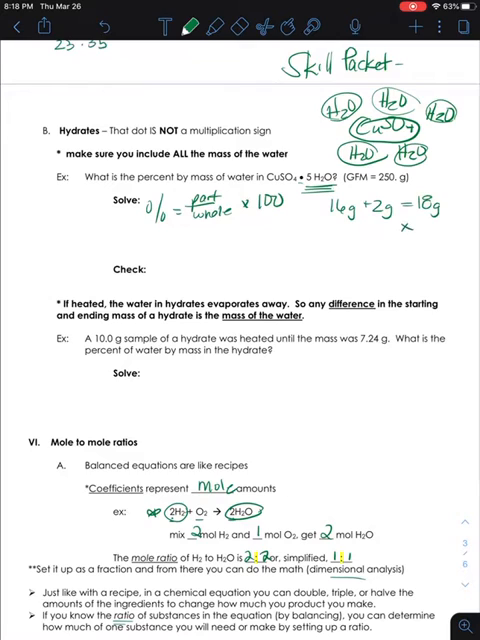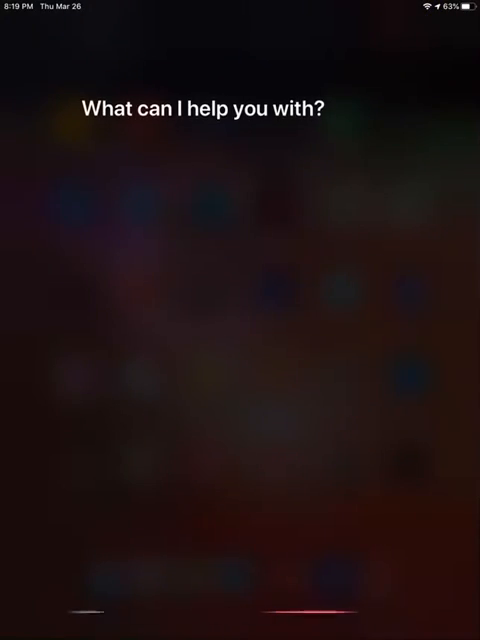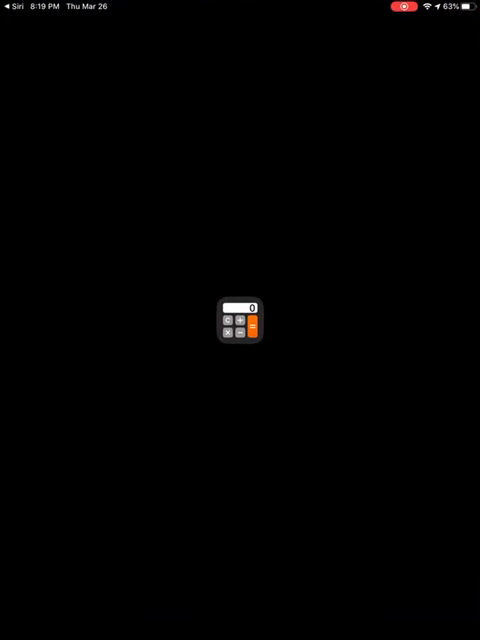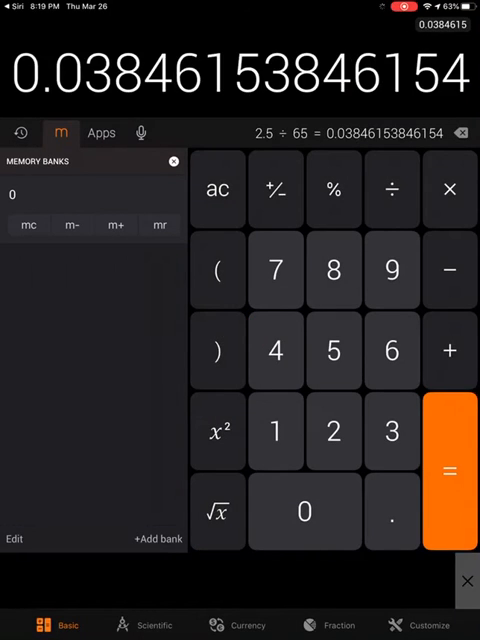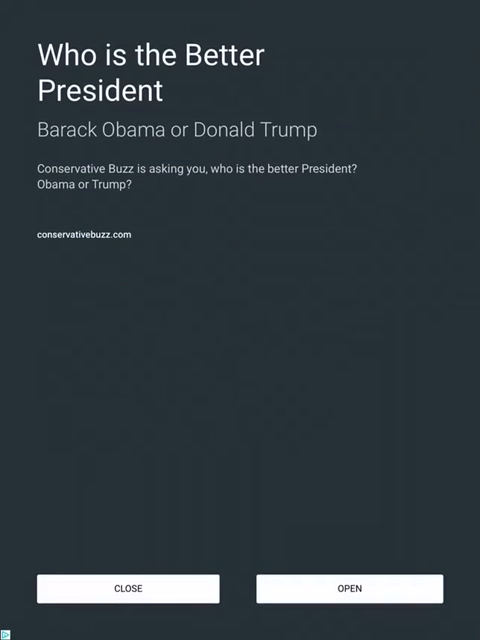In this case we have 5, so we're going to multiply that. So this is going to be 5 times 18. That's going to be 90.